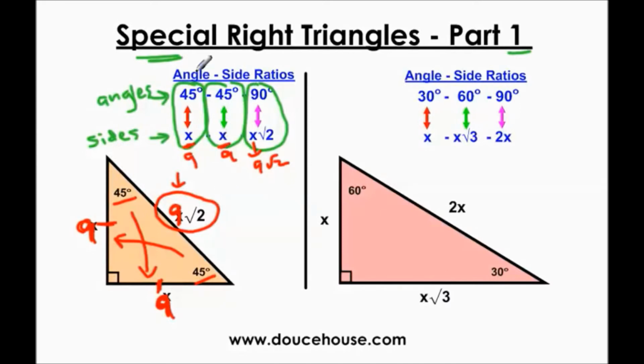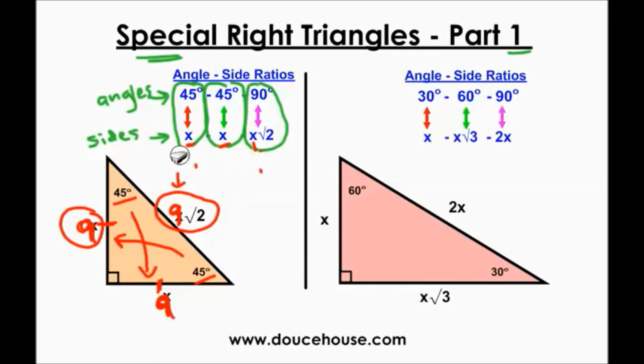But I want you to understand this is called a special right triangle, because if you know one of the legs on the triangle, one of the sides opposite the 45-degree angles, you can find the other side because it's an isosceles triangle. Then you just take that number and multiply it by the square root of 2, and you can get the hypotenuse.